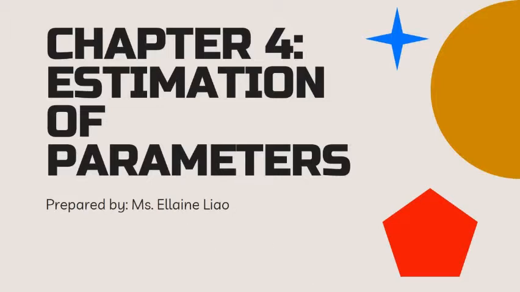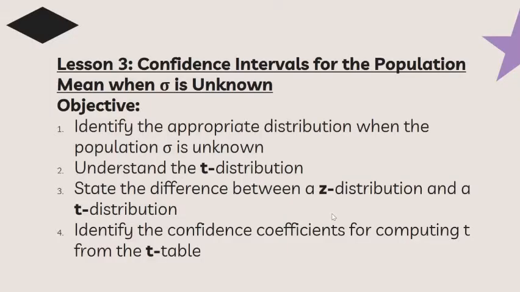For this lesson, we're going to discuss confidence intervals for the population mean when your standard deviation, or sigma, is unknown. So, the objectives are: first, identify the appropriate distribution when the population sigma, or your standard deviation, is unknown. Second, understand the t distribution. Third, state the difference between a z distribution and a t distribution. And lastly, identify the confidence coefficients for computing t from the t table.